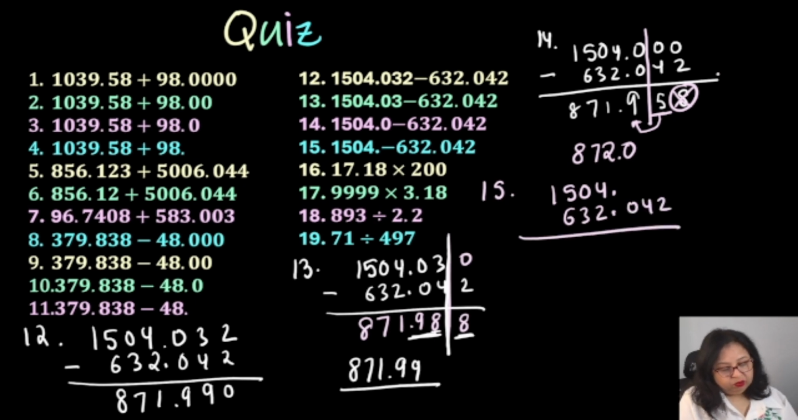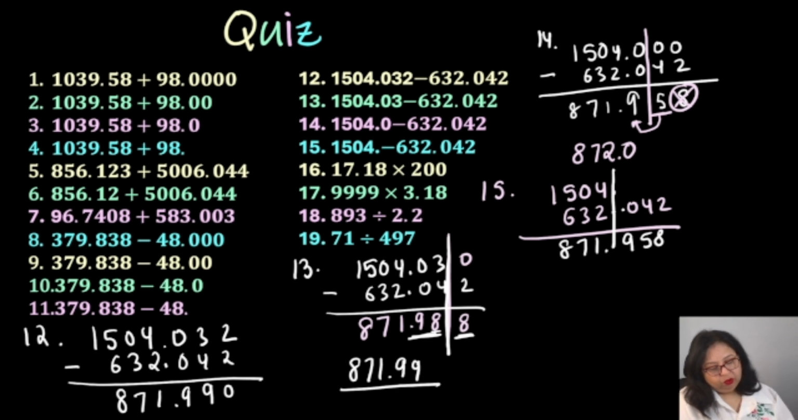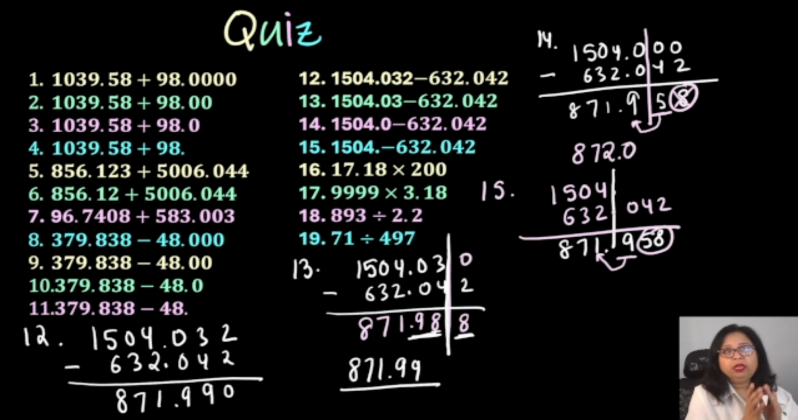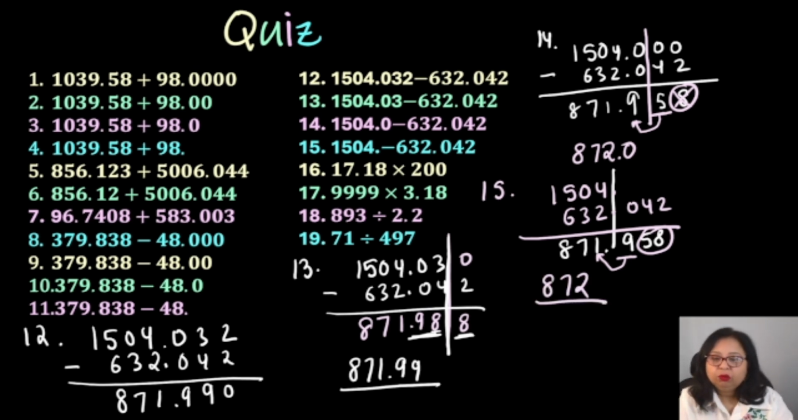632.042. So the answer will be the same as in number 14. I'm going to put this line over here. Why? Because I want to round it off to no digit after the decimal. So this gives me 958,871. Since the digit immediately to the right of the line is 9, greater than 5, the digit to the left of it will round up. And these 2 last digits, the second and the third from the vertical line I drew, do not matter. So the answer here is 872. Cool?